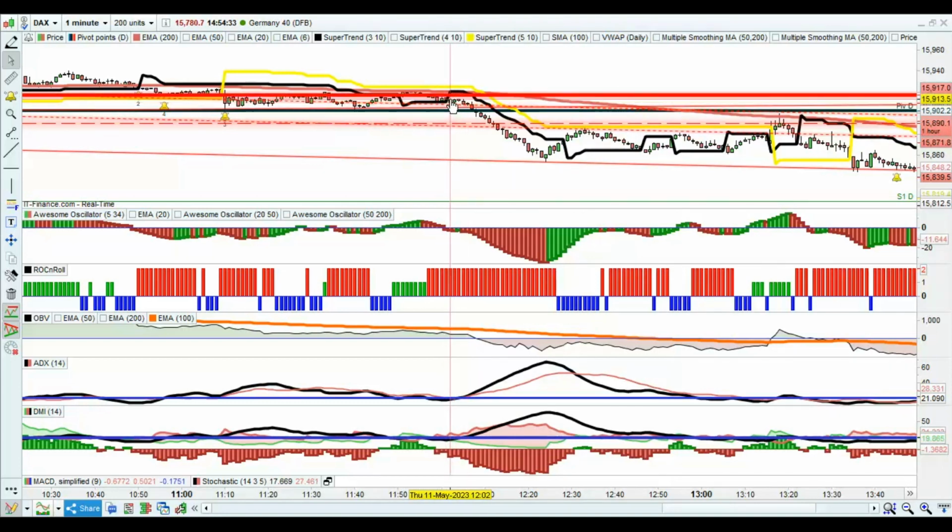So as the price crosses below super trend at that point, 12:02, you can see here it crosses below the zero line, the oscillator. It's all red there, and importantly, it's red on the directional movement index. And it stays below that.